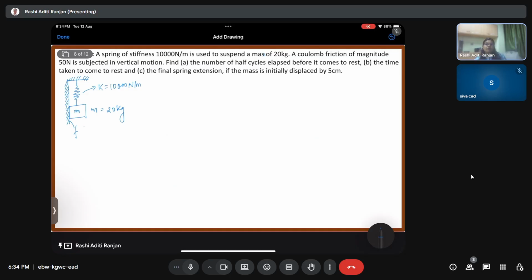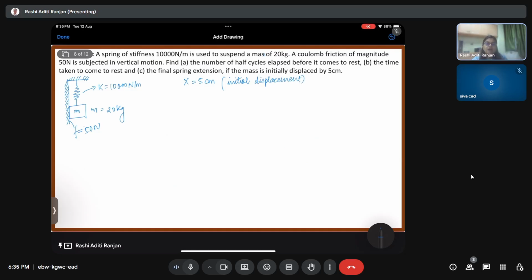Now we have to find out, okay, the value of F is also given, 50 Newton, the number of half cycles elapsed before it comes to rest. Okay, it is given in the end that the mass is initially displaced by 5 centimeter. So we have x as 5 centimeter, which is the initial displacement.